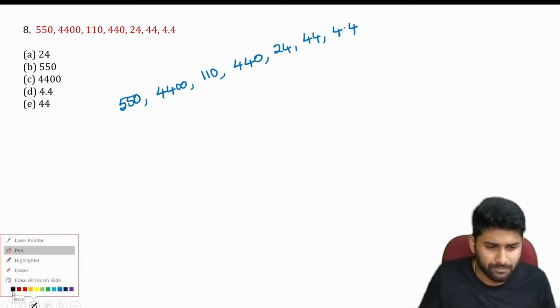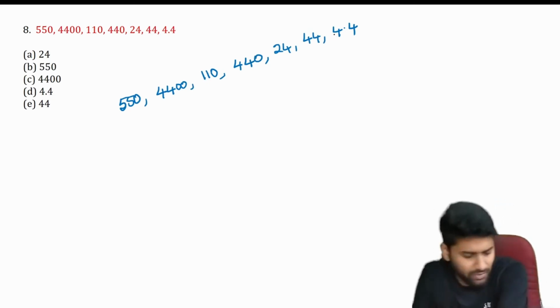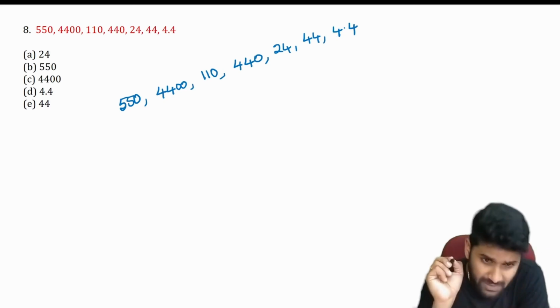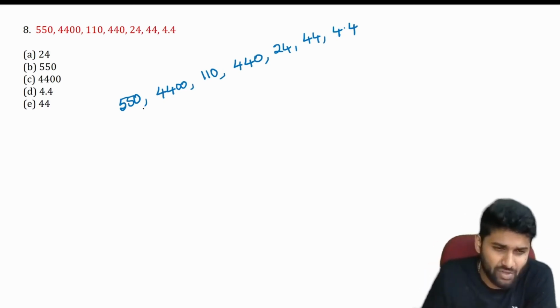Yes, you are able to get the pattern here. If 44 and 4.4, there is only one possibility: it must be divisible by 10. That must be divisible by 10. That is the only possibility we can get. Okay, let's check with all these cases.